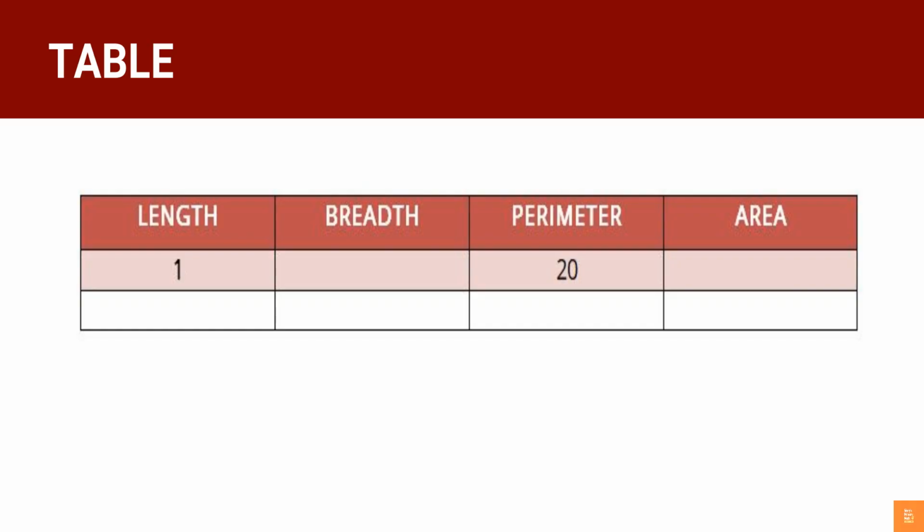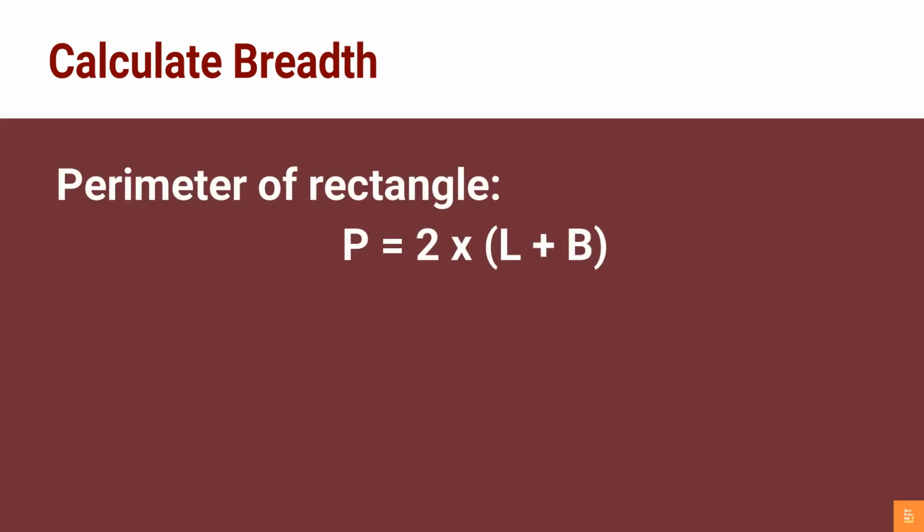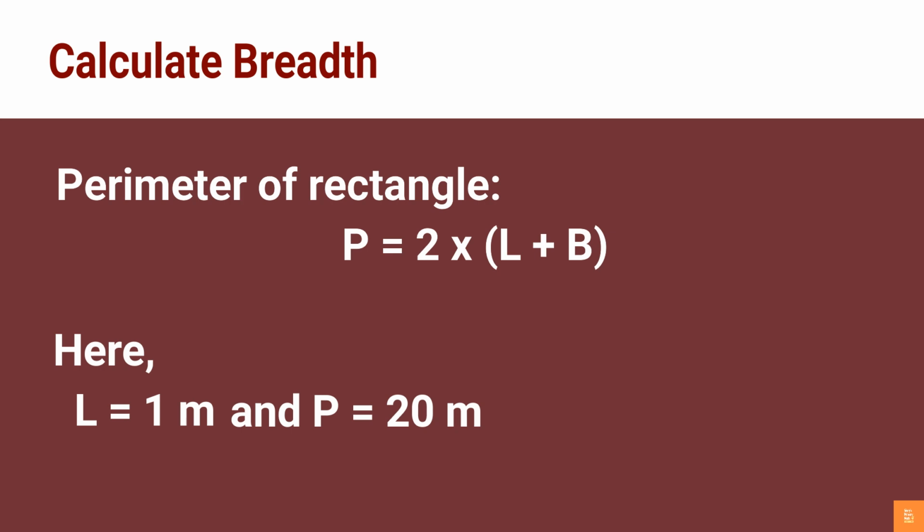For a rectangle with a fixed perimeter, there are many possible combinations of length and breadth. Let us start with the smallest length of a rectangle, that is 1 meter. Enter it in the table. Find the breadth in this case, for which perimeter is 20 meter. We know perimeter is equal to 2 into (L plus B). So, put L is equal to 1 meter and P is equal to 20 meter.